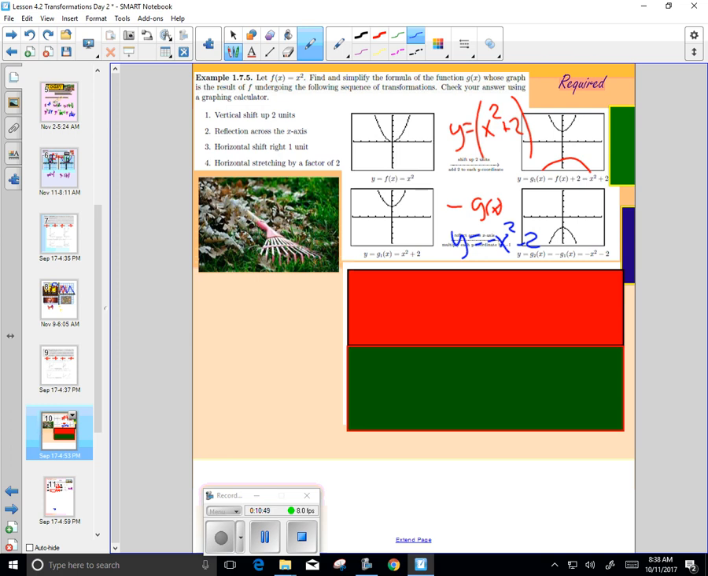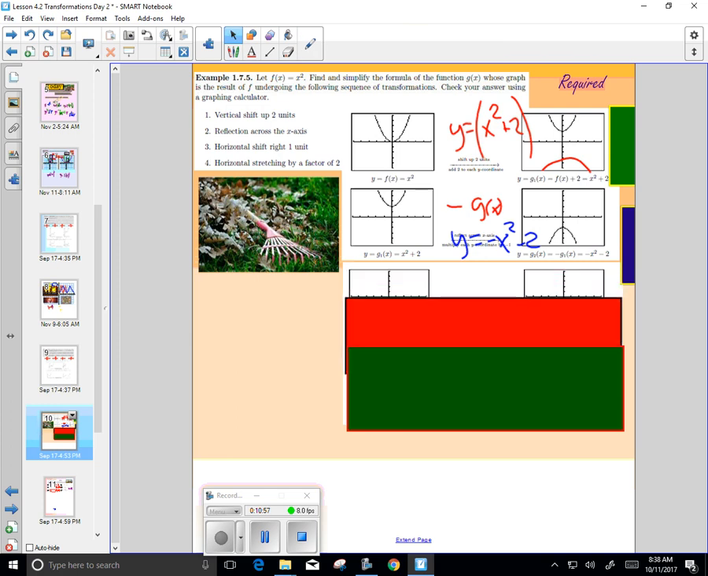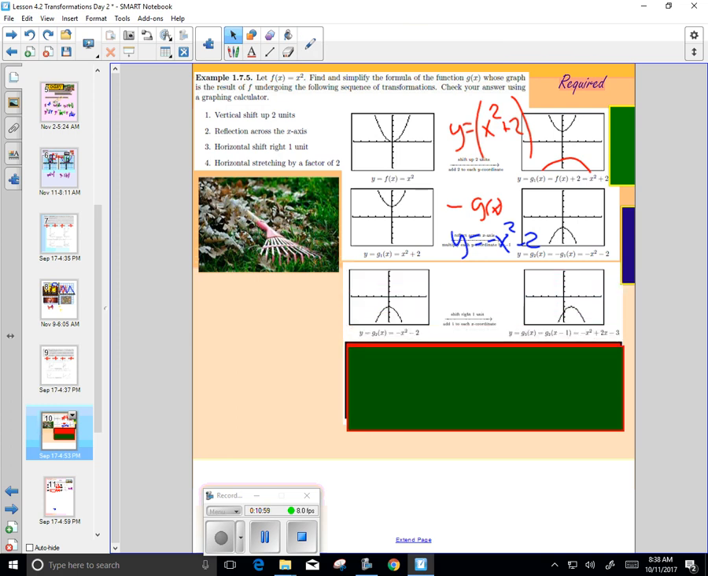Yay! Okay, and then it says a horizontal shift to the right 1. Well, that's no problem. Just take the x and move it minus 1. So that's fine. That's just going to be y equal to negative (x minus 1) squared minus 2. And you can expand that. That's what they did there.